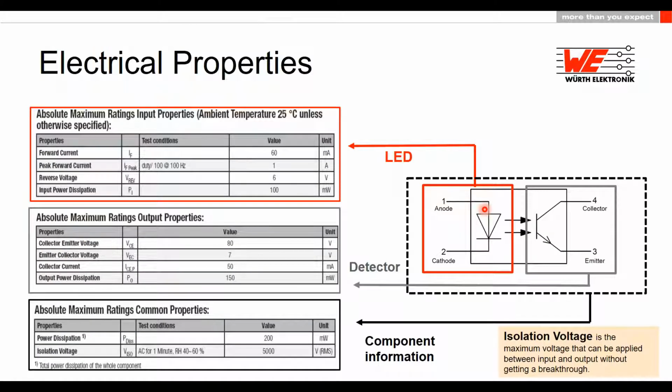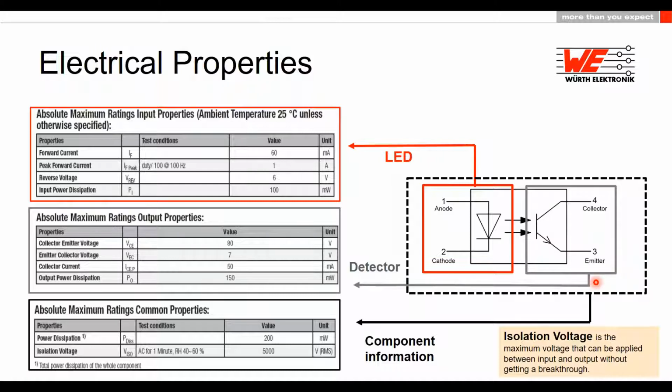So let's take a deeper look into the electrical properties and how the data sheet can be read. So the first table shows you all important absolute maximum ratings for the LED, so from the input side here. So when you take only a look into a LED data sheet, you will also find some parameters like the forward current, which here has the maximum of 60 milliamps for the series. The second table shows you all important information for the detector. So in our case, the phototransistor type and the output side.